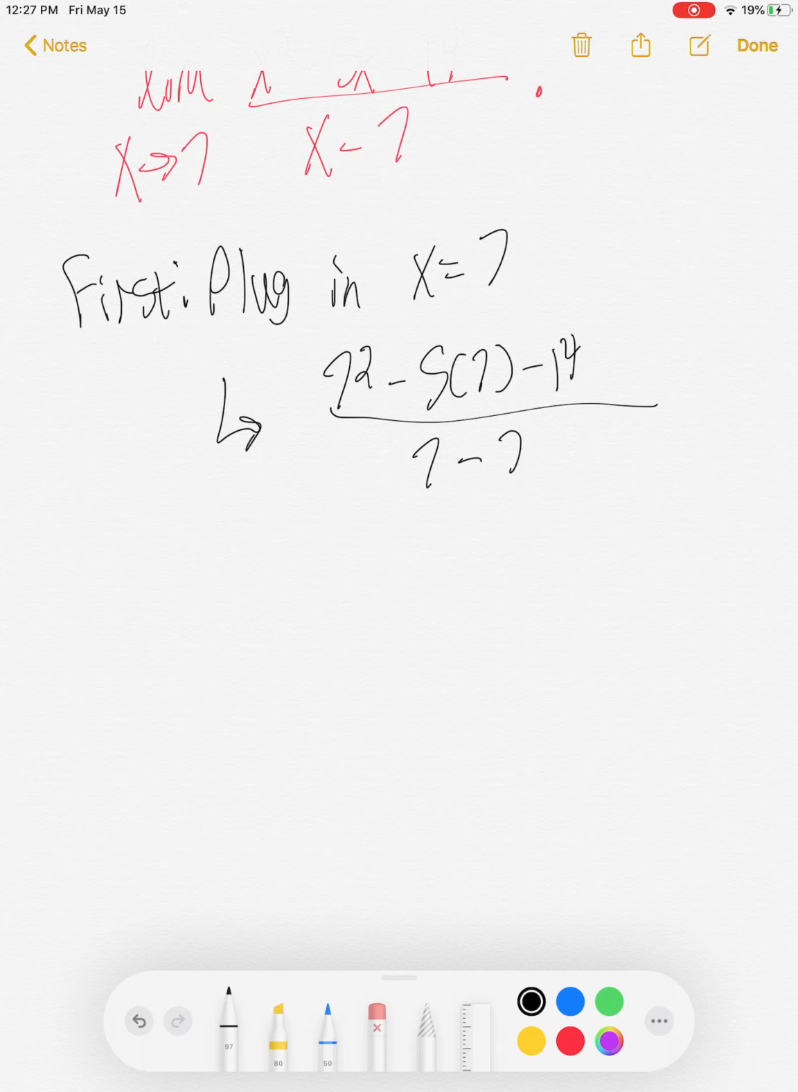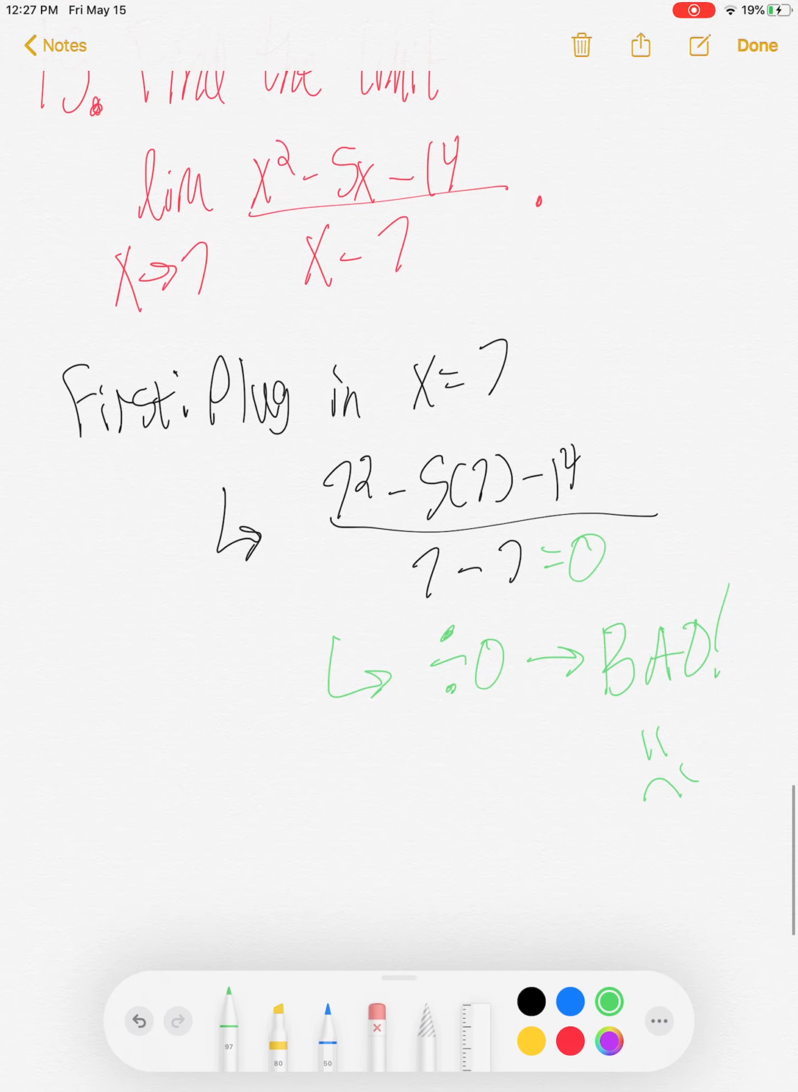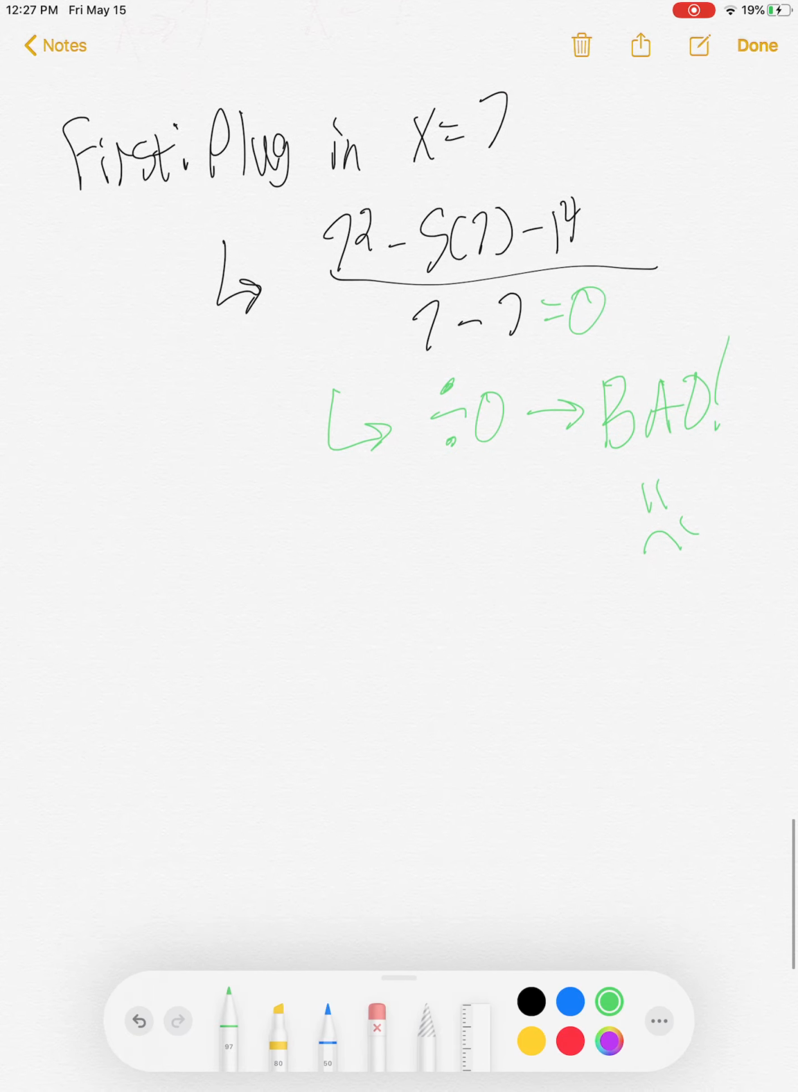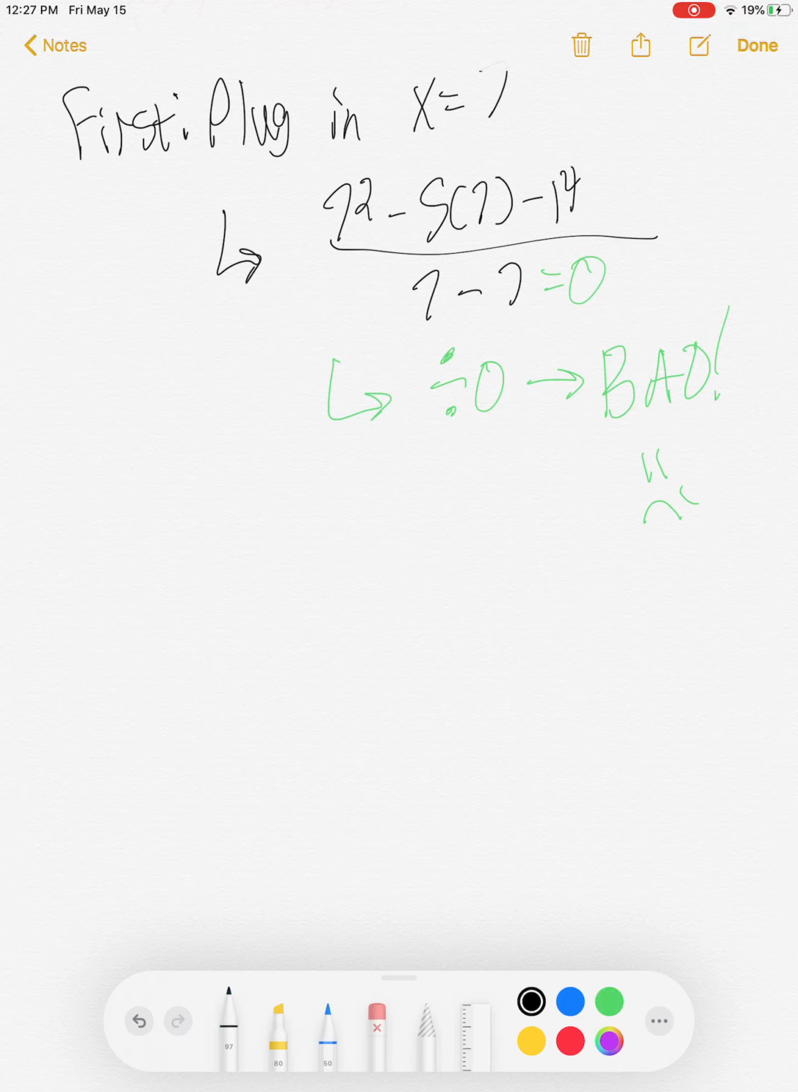Uh-oh. This is a big uh-oh, because 7 minus 7 is 0. So now I'm dividing by 0, and that is bad. And we're sad. We can't just plug in x equals 7 here because whenever we do that, we get something that doesn't make sense. Dividing by 0 doesn't make sense mathematically. So when that doesn't work, we generally are going to have to do some algebra.